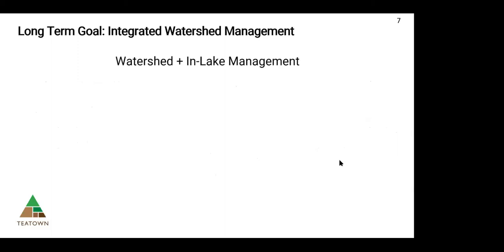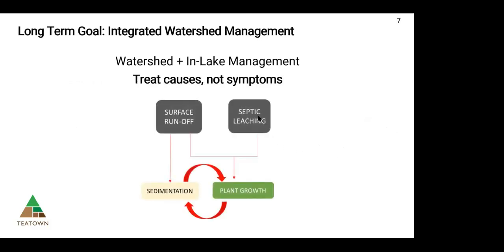So the long-term goal is integrated watershed management, that is the whole purpose of this series. So when we're considering both watershed and in-lake management and treating the causes and not the symptoms, I wanted to show you this graphic specifically of how sedimentation and plant growth are related, both to what's going on outside and inside. So as you can see, two things happen outside the lake. You've got surface runoff and septic system leaching, both of which can contribute to plant growth, and surface runoff, which contributes to sedimentation. That's what's going on outside of the lake.